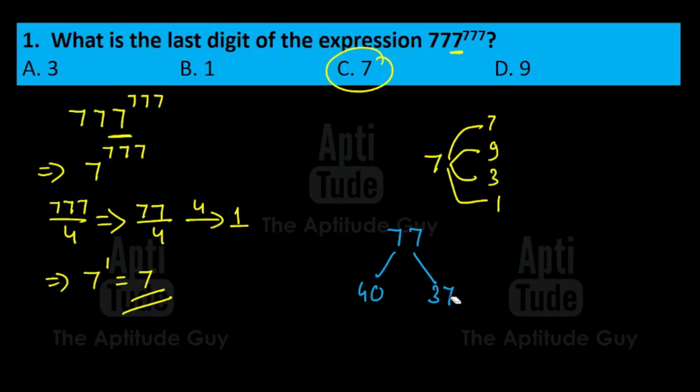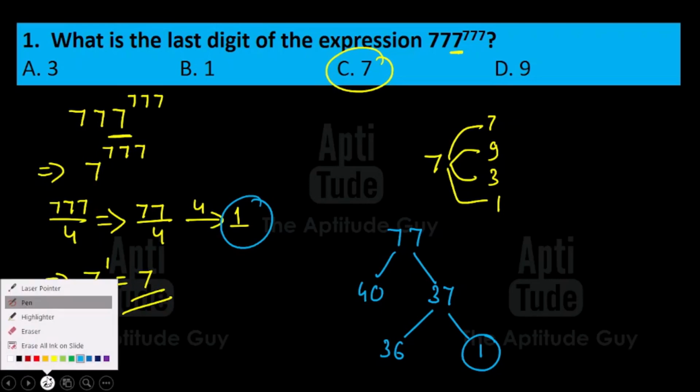Now this 37 is on the hot seat. Out of 37, how much can we remove? We can easily remove 36. Why? Because again, 36 by 4, the remainder is 0. So what are we left with now? 1. And that is the remainder. Done. You don't need the long division method to find remainders. We have 77, 40 gone, 37 remaining, then 36 gone, 1 remaining. Done. 7 to the power 1, 7 is the answer.